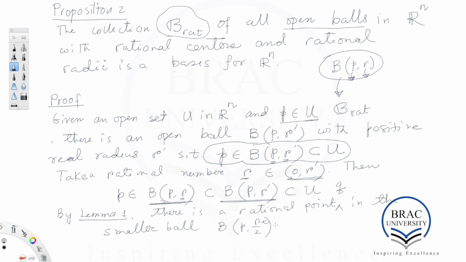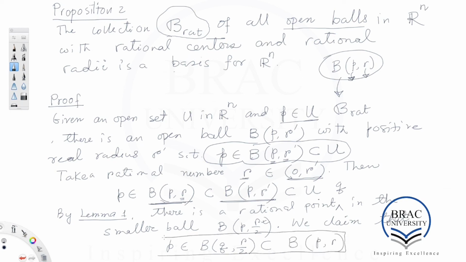Okay, now what is the claim? We claim that P is in B(Q, R by 2), and B(Q, R by 2) is contained in B(P, R). So this is the claim. We have to prove this. Okay, let's try to do this first.